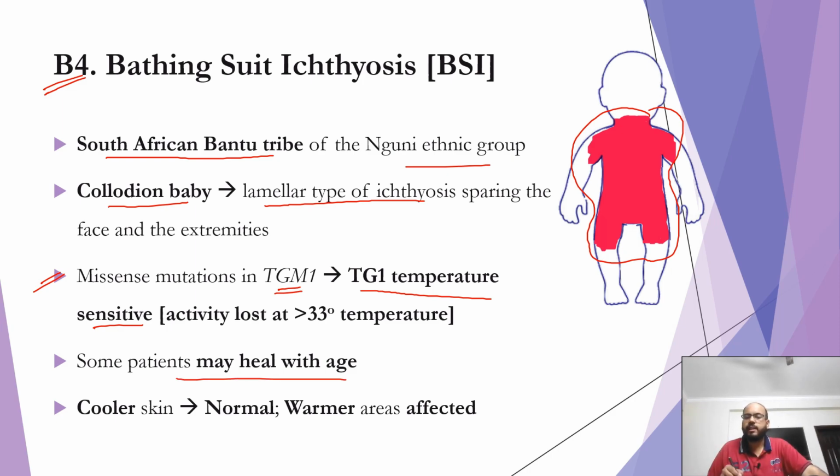Now, some patients may heal with age. And remember that transglutaminase 1 is essentially required for the attachment of proteins like involucrin, envoplakin, and periplakin while forming the cornified envelope. So if that protein is mutated, you will have improper formation of the cornified envelope. So go back to last week's lecture on keratinization and you will easily understand what the functions of transglutaminase 1 are.